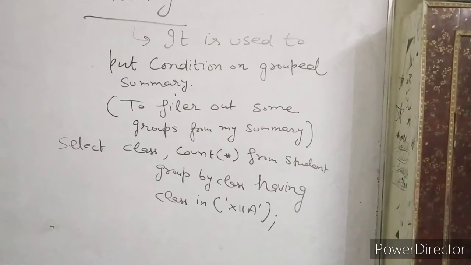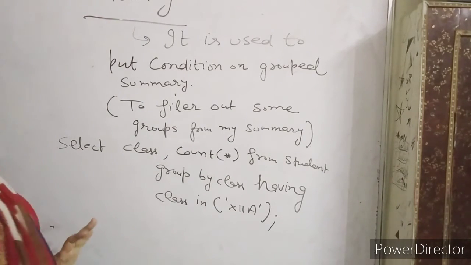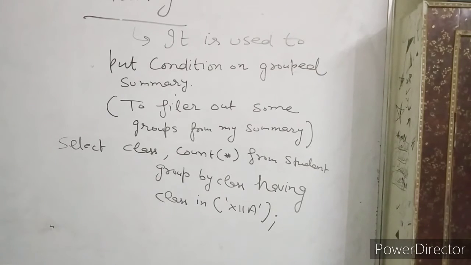Now you forget about the table. You are not putting the condition on the rows of the table. You are putting the condition on the grouped summary formed. Keep in your mind the summary formed by grouping and then apply the condition. Don't see in the table. Clear? Now you can find out the difference between having and where. Having is used to put a condition on the summary formed, and where is used to put a condition on the rows of the table, individual rows of the table. Clear?